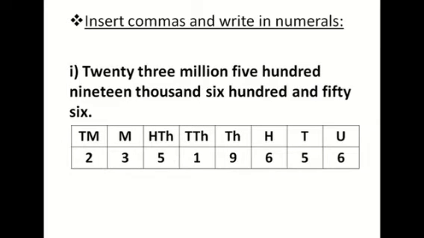Units, tens, 100, then 1000, 10,000, 100,000, then million, 10 million, 100 million, like that the International Place Value chart goes on. So here it is 23 million. So million will get only million and 10 million. So 23 million is over. Then 519,000. After that 656. I hope you all have done.